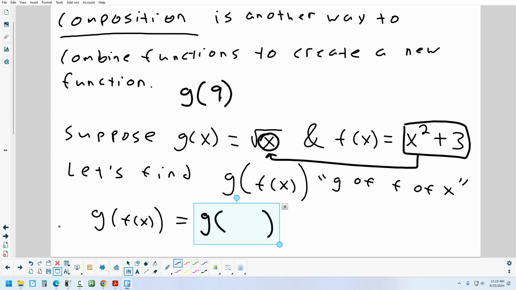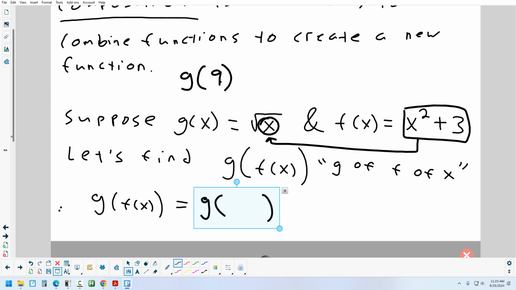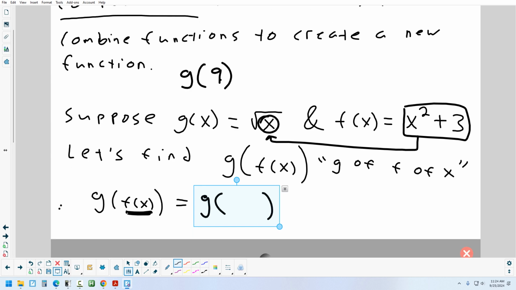First thing I like to do, just to make it a little simpler, is look up what the inner function is. The inner function is the one on the inside. G is the outer function, because that letter is on the outside. What's my formula for f of x? X squared plus 3. So I just changed f of x to what it tells me f of x equals: x squared plus 3.